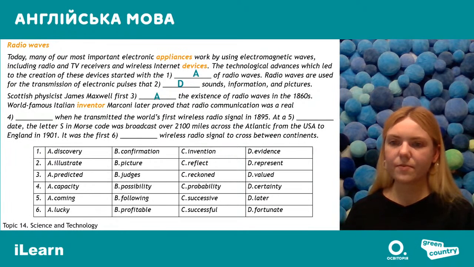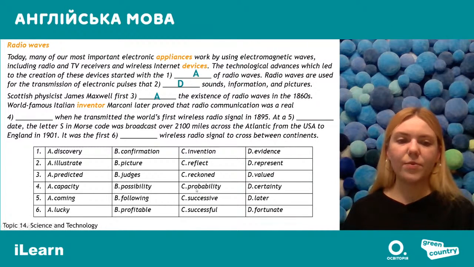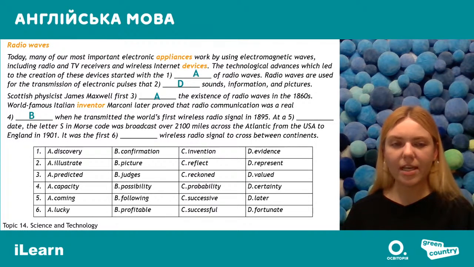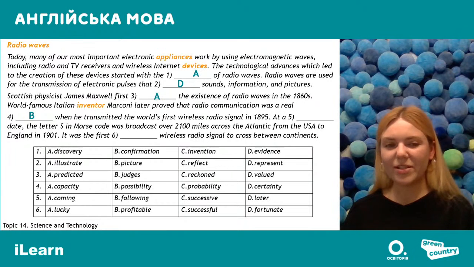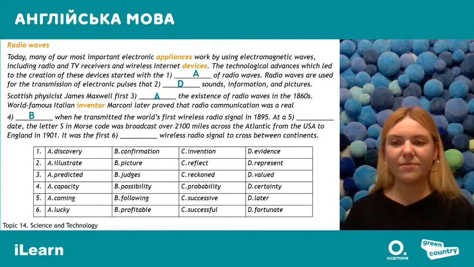Number 4. Have capacity, possibility, probability, and certainty. And here we need to know set expressions because before the gap we have the word real. And with real, we can use possibility. Very often they are used together as a set phrase, real possibility. Because we can't say real capacity, real probability, or real certainty, but there is a phrase real possibility of something.